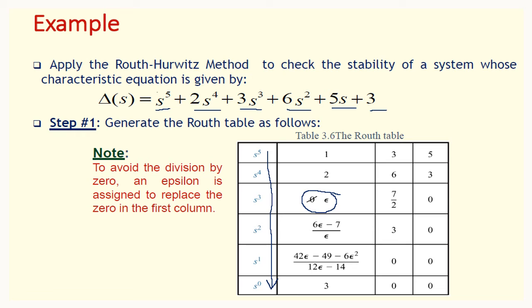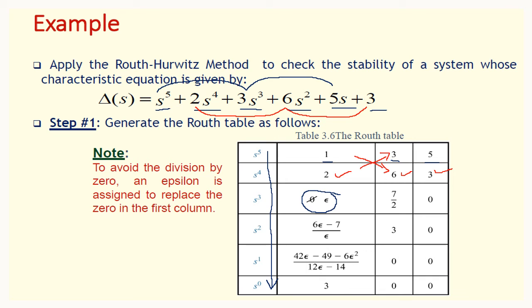Next, s to the power of 5, its coefficient is 1. We go with the next value, which is 3. Next value is 5. So it is 1, 3, 5. In the next row, we go with 2, 6, 3. And as you can see, 2 into 3 is 6, 1 into 6 with a minus sign. So 6 minus 6 is 0. 0 by 2 is nothing but 0. So we got this problem.